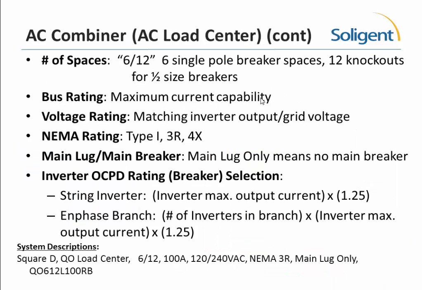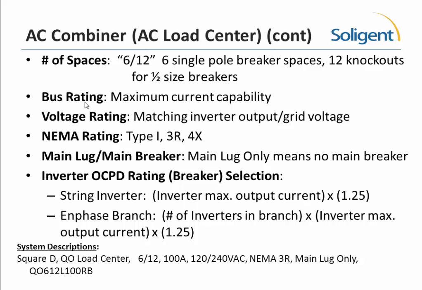When we're trying to pick out what kind of an AC combiner or AC load center that we need, we have to look at what we really need. Number of spaces in the combiner box, the AC combiner box. A 612 has space in there for 6 single pole breakers. Typically, in a residential system, it's 240 volt, so we need 2 pole breakers. So we could fit 2 pole breakers in this box. In a 612 box, we could fit 3 2-pole breakers.